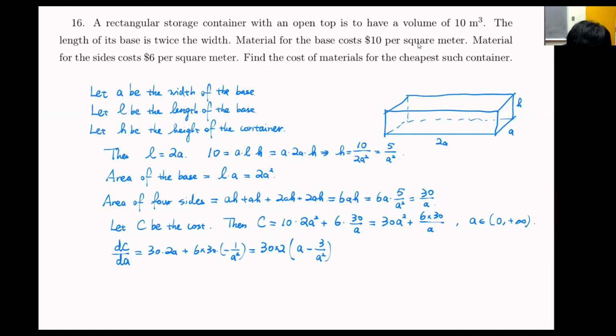And I can further write it as a simple fraction. So that way I get 60 times a squared, a cube minus 3. All right. So you see that this derivative exists everywhere when a is greater than 0. A is greater than 0, so this denominator is never 0, so we don't need to worry about that kind of critical number. All we need to worry about is dC over dA equals 0. This means a cube equals 3, so this tells me a equals the cube root of 3. All right, so this is the critical number I'm looking for.